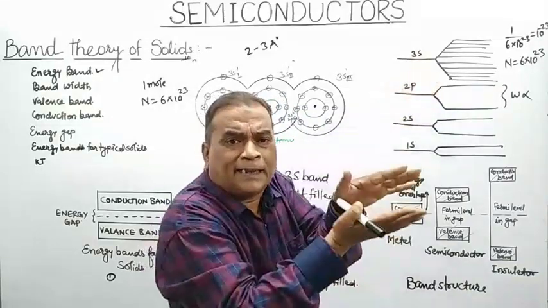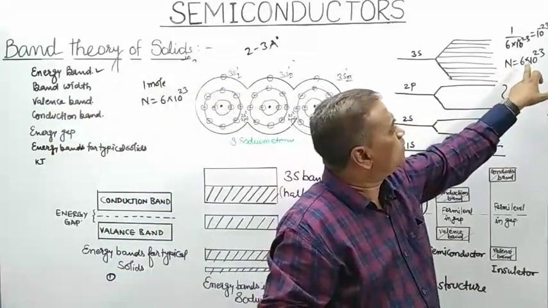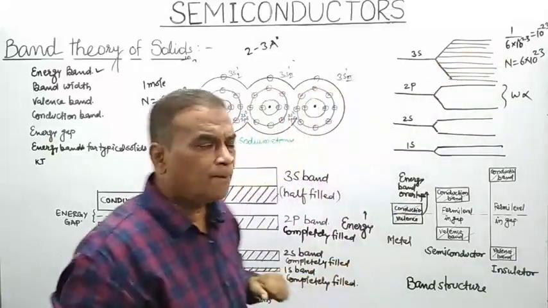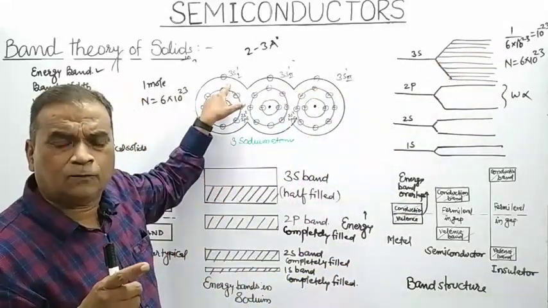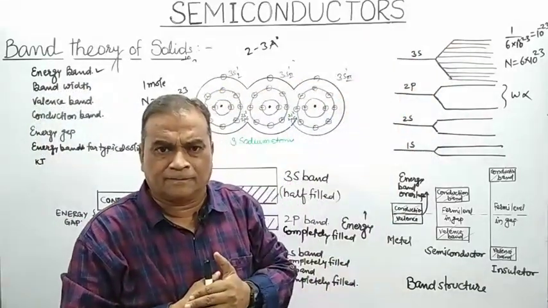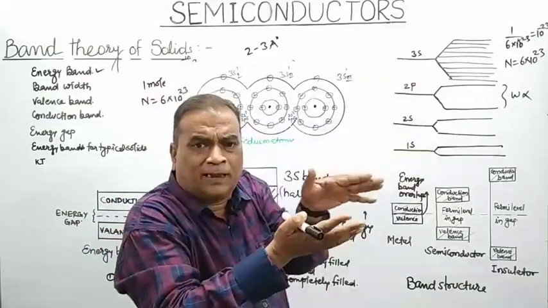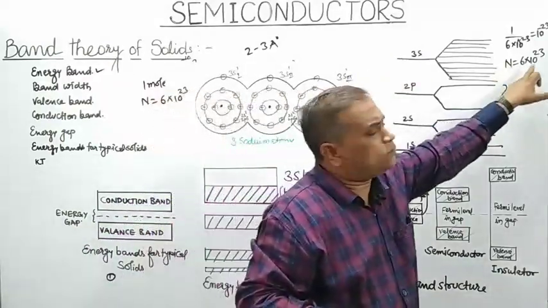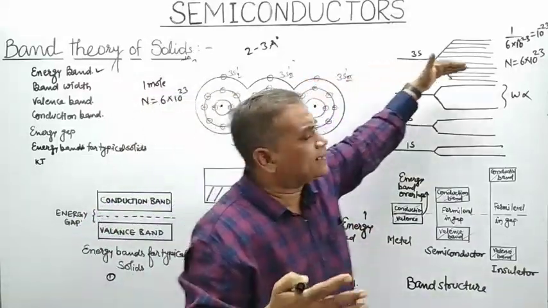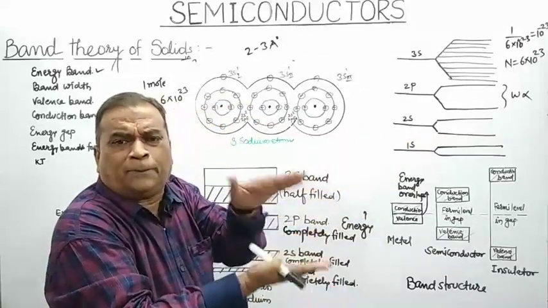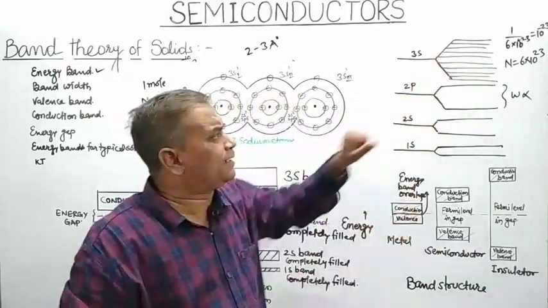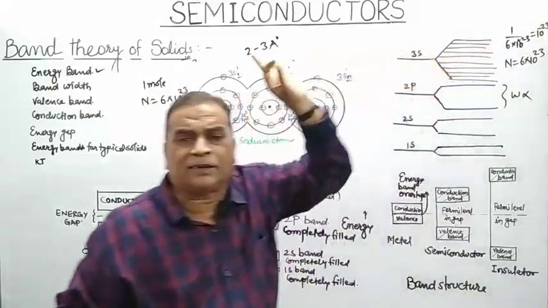That is, the 3s energy level gets splitted into N equal to 6 into 10 to the power 23 different energy levels. Each 3s electron will have its unique energy level represented by the horizontal lines. So the 3s energy level gets splitted into 6 into 10 to the power 23 different energy levels, and these energy levels are so closely packed with each other that the distance of separation between two consecutive energy levels is roughly 10 to the power minus 23.